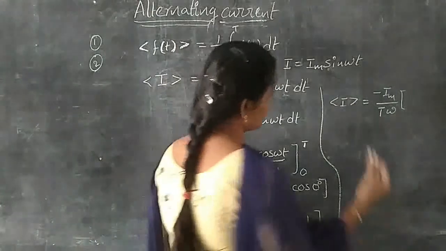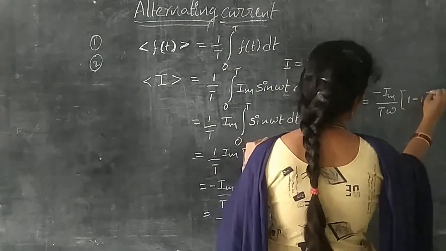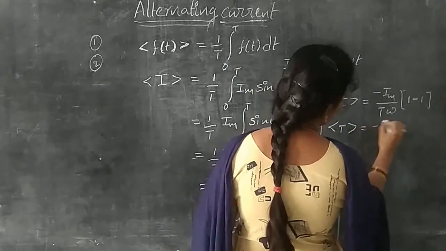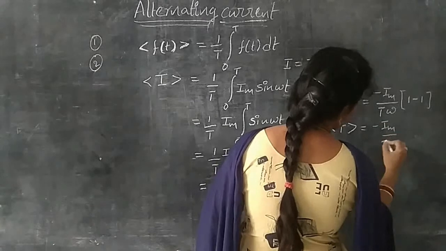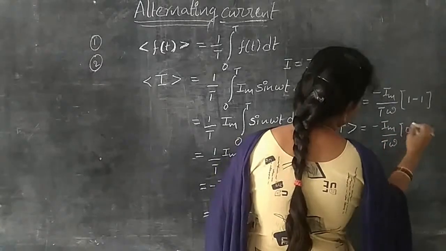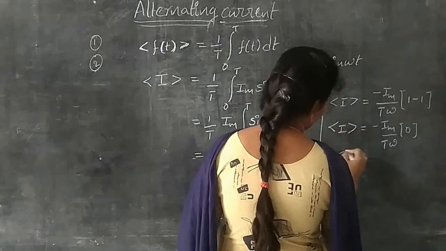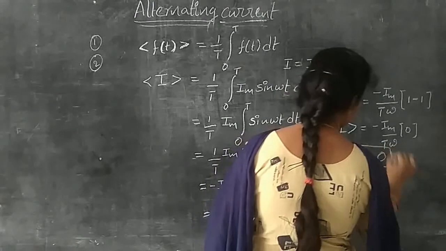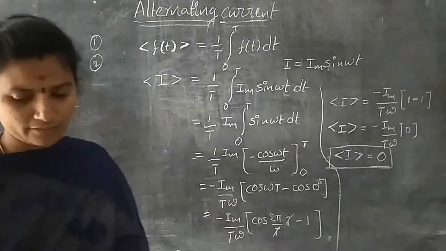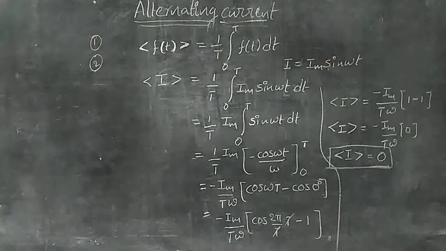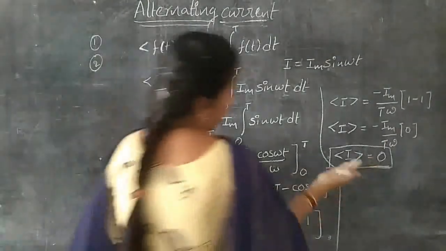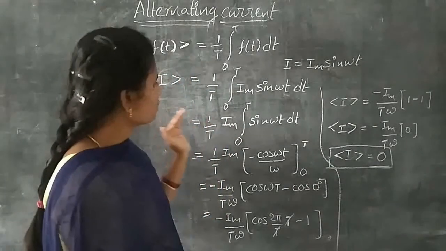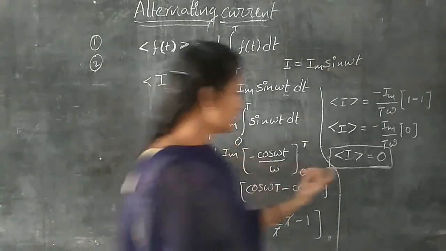So the average value of I is equal to minus Im by T omega into cos 2 pi. Cos 360 is 1, so 1 minus 1 gives the average value of current equal to minus Im by T omega into 0. So the average current I is equal to 0. How can we say that the average current is 0 for one complete cycle? For one complete oscillation, the average current is 0.